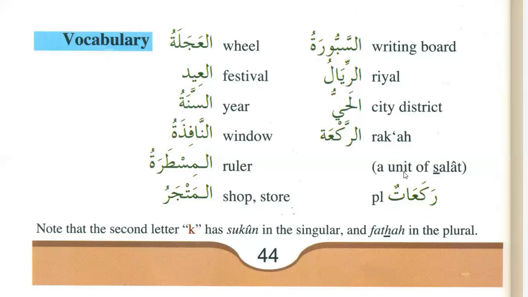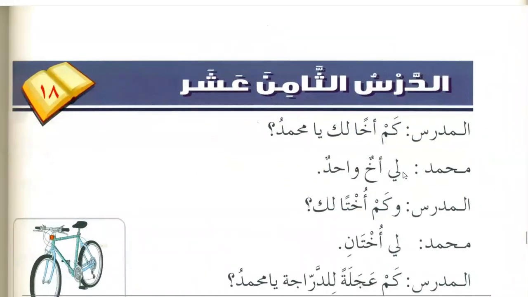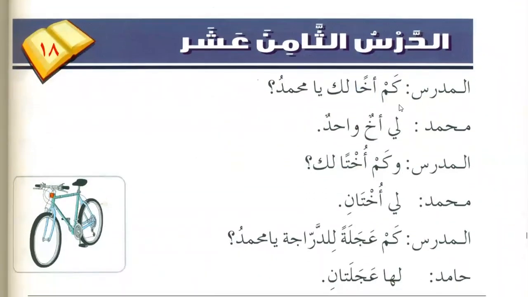Note that the second letter has sukun in the singular and the fatha in the plural. Al-mudarisu, the teacher: Kam akhan laka ya Muhammad? How many brothers do you have, O Muhammad? Muhammad: Li akhun wahidun. I have one brother. Al-mudarisu: Wa kam ukhtan laka? And how many sisters do you have? Muhammad: Li ukhtani. I have two sisters.